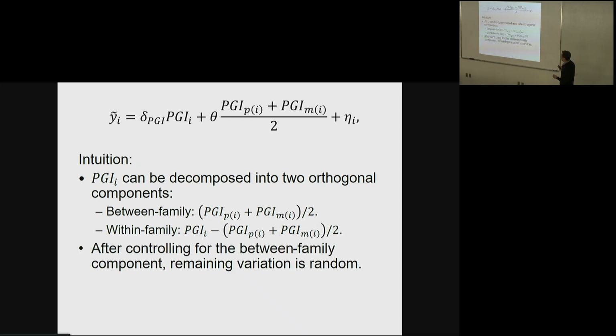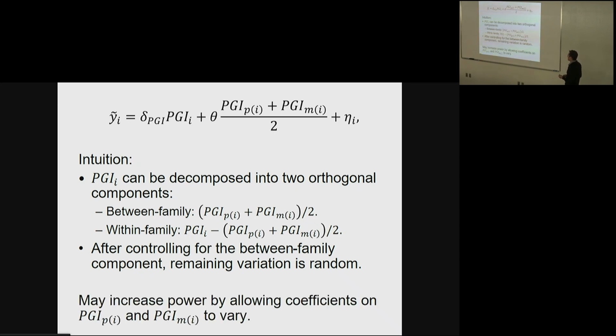And so once you include this control, you then have essentially random variation in this PGI. And this is sufficient, but you can get even more power by, instead of fixing the coefficients to be equal on the two parental PGIs, allowing them to vary, which is effectively what people are doing in practice.